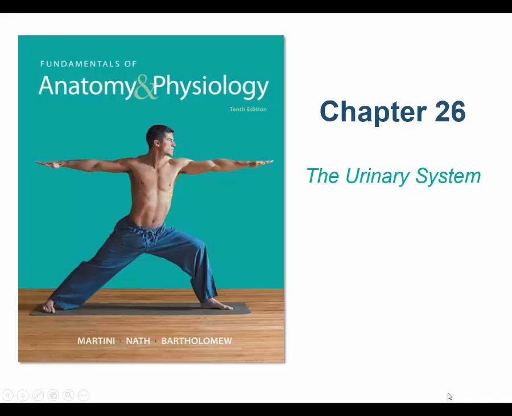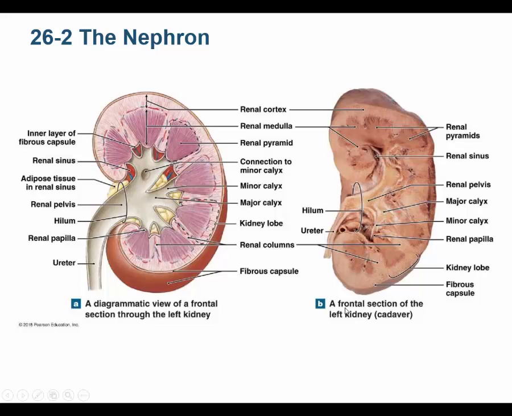All right, folks, so we're on 26.2, which is the nephron. We're going to talk about the functional unit of the kidney called the nephron. First of all, you looked at this anatomy before, and you know what the pyramids are. This is a pyramid, and you know what the cortex and the medulla is. The pyramids make up the medulla.